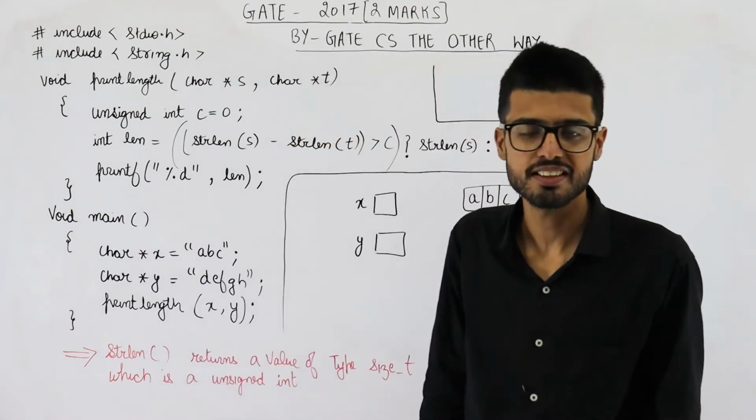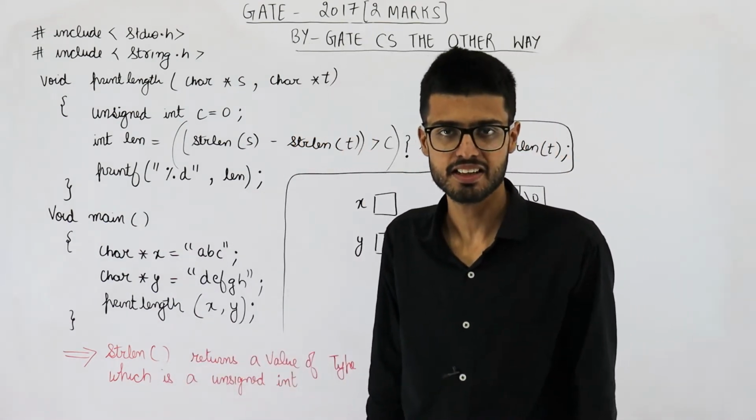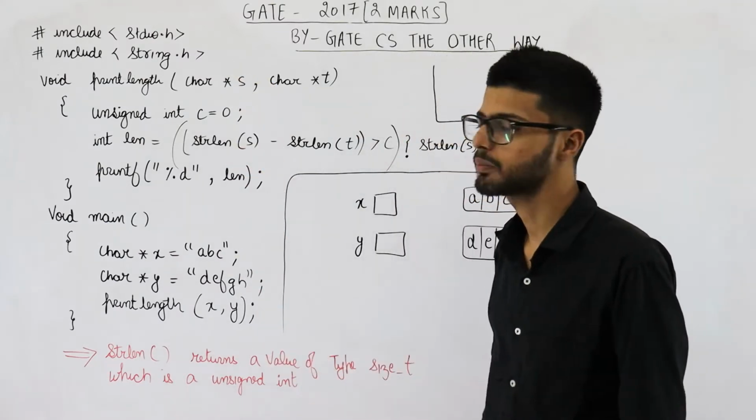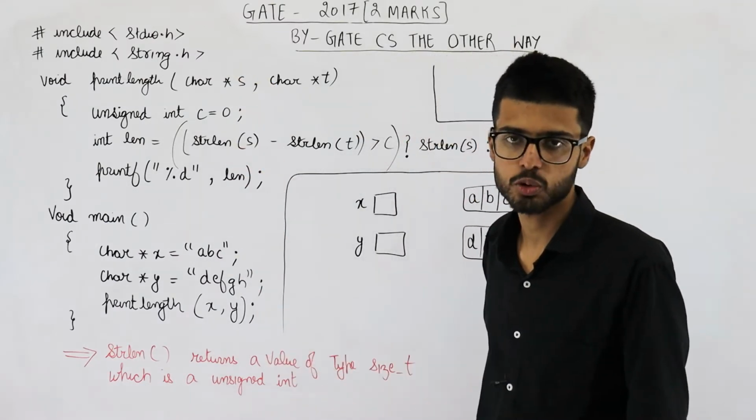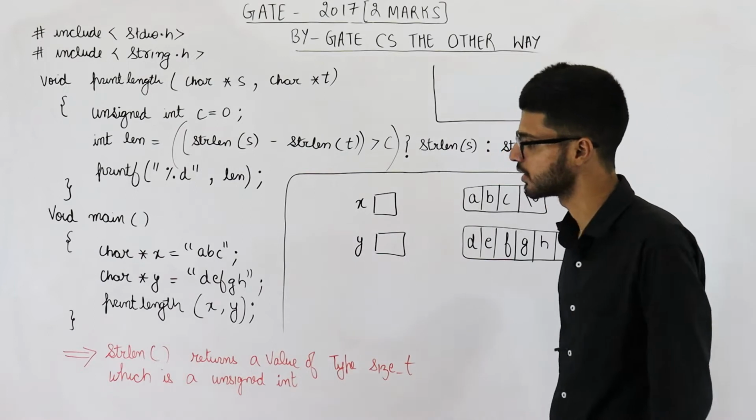This 2 marks question is from GATE 2017 exam. They have given you this program. You need to find the output of this program. So let us start executing it.